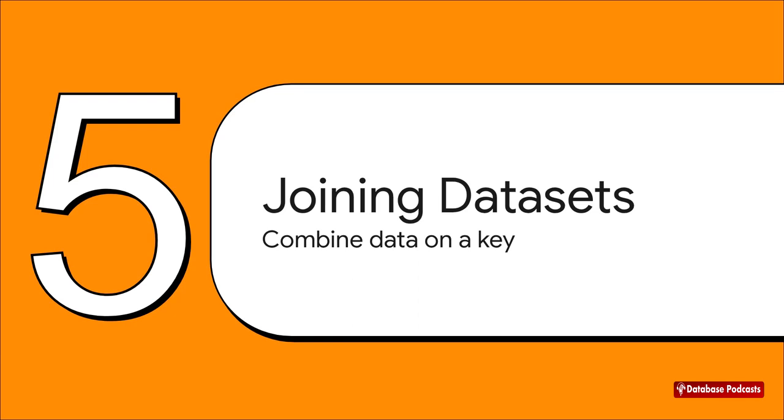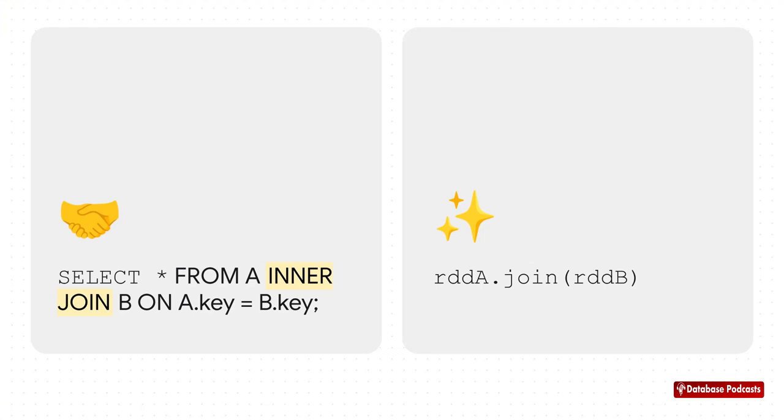So far, we've been working on one dataset at a time. But what happens when we need to combine two of them? That brings us to our final big-ticket item, joins. And you'll be happy to know they work just like you'd hope. Once again, your SQL knowledge translates perfectly. An inner join in SQL, where you combine rows from two tables on a matching key, is simply rddA.join(rddB). Spark takes care of all the messy business of finding those matching keys across all the different machines and putting their values together for you.